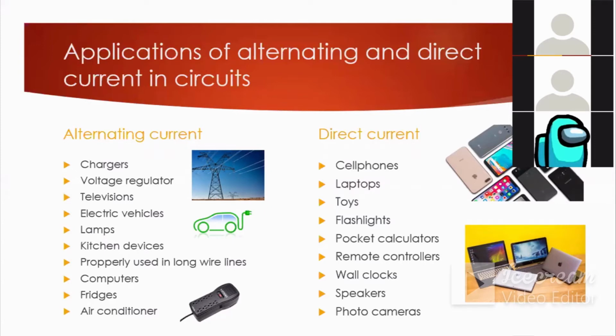The alternating devices are chargers, multiple connectors, televisions, hybrid and electric vehicles, lamps, kitchen devices, devices that give power to the houses, computers, refrigerators, and air coolers. For direct energy, the power source can be recharged, like cell phones, laptops, toys, flashlights, calculators, remote controllers, wall clocks, speakers, photo cameras, and alarm clocks.